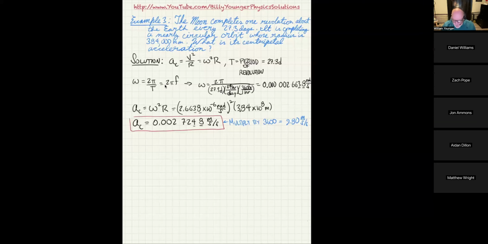So his reasoning was, well, if the acceleration at the surface of the Earth is 9.80, and that's at 1 Earth radius, then at 60 Earth radii, it should be 9.80 divided by 3,600. And lo and behold, if you take 9.80 and divide it by 3,600, you'll get 0.00272.